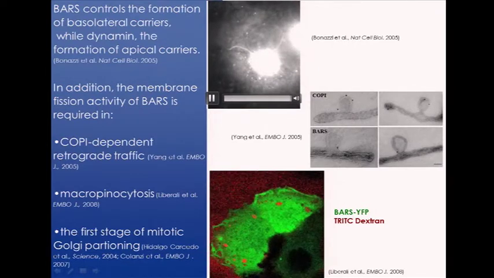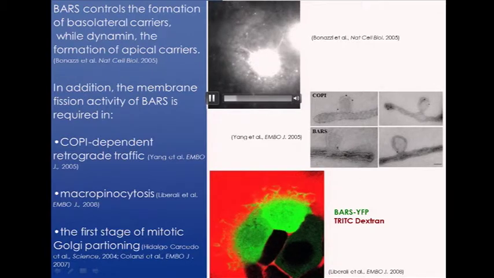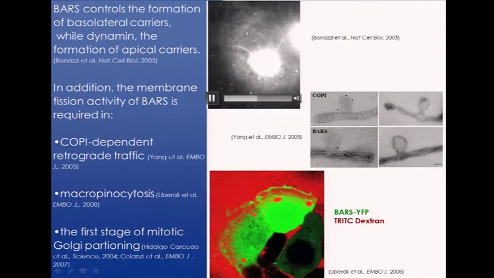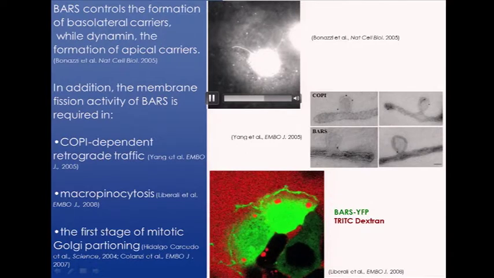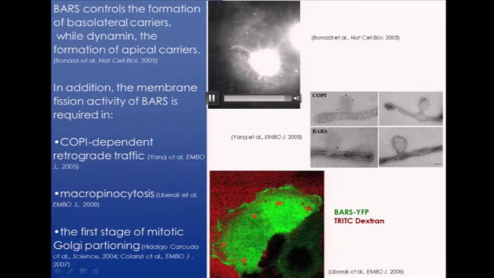BARS is involved also in COPI vesicle formation, and also in macropinocytosis. Here you can see how nicely macropinocytosis occurs, and it's totally prevented by the knocking down of BARS.